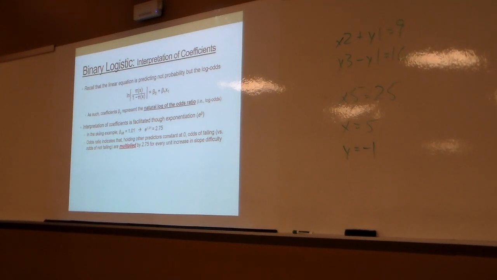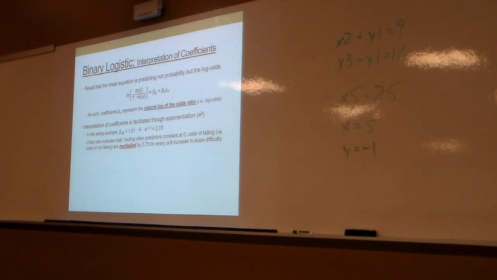And this is actually not a terribly difficult thing to do. All we need to do is take whatever our coefficient is, take base e to that power, and that gives us our odds ratio. So in our skiing example, our coefficient for trail difficulty was 1.01. We take base e to the power of 1.01, which gives us 2.75. This is our odds ratio, okay?